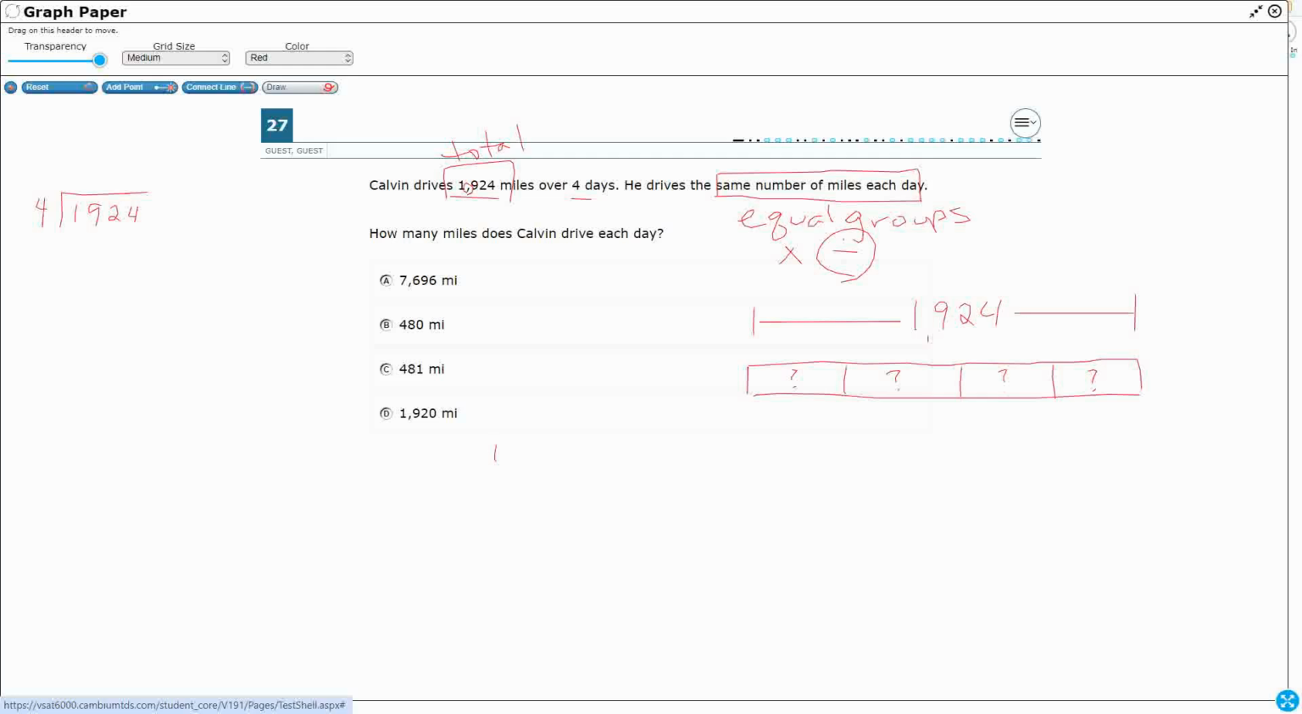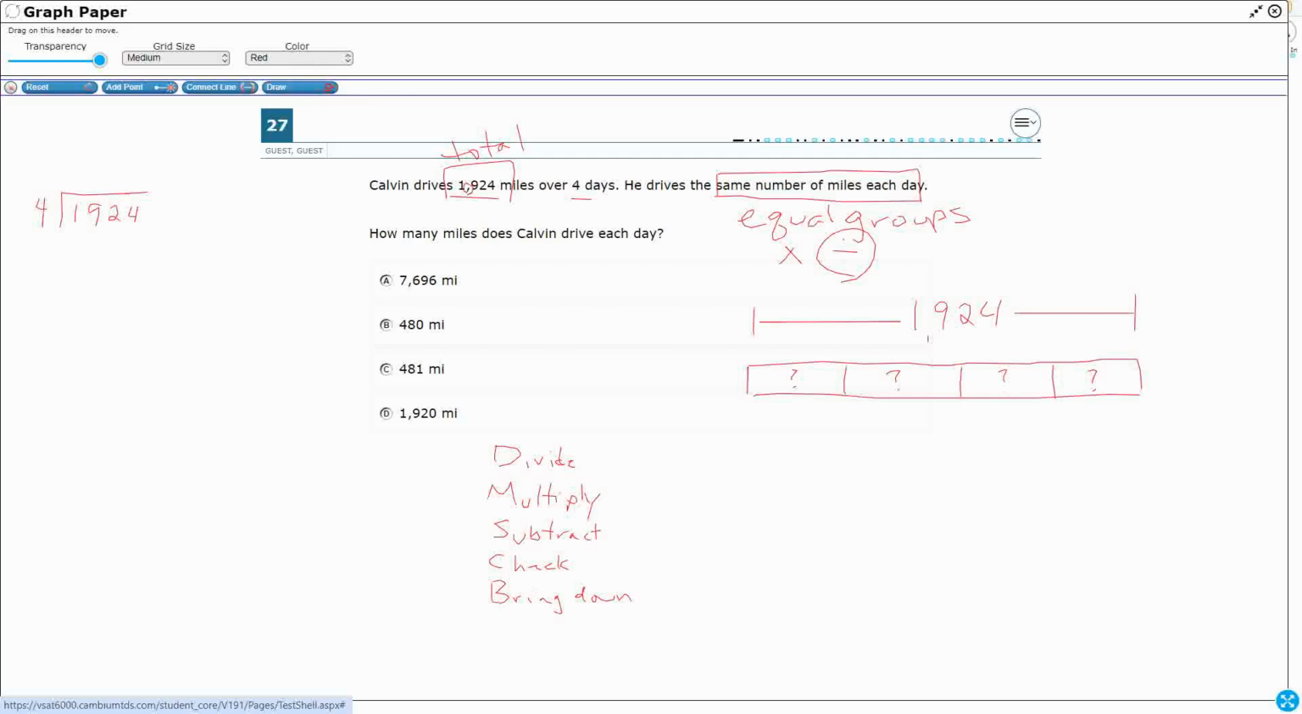And let's get our steps here. Does McDonald's sell cheeseburgers? That's how I keep track of this. So I want to divide, then multiply, then subtract, then check, and then bring down. All right, so let's start this first one with black.